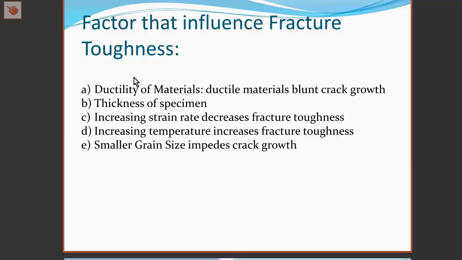The following factors influence fracture toughness. The ductility of a material: ductile materials blunt crack growth and are hence tough. The thickness of the specimen: the fracture toughness decreases with the thickness of the specimen. After a certain point, it reaches a constant value, and that constant value is known as the plane strain fracture toughness. Increasing the strain rate, so under, say, impact loads, decreases fracture toughness. Increasing temperature increases fracture toughness, and smaller grain sizes impede crack growth in a specimen.